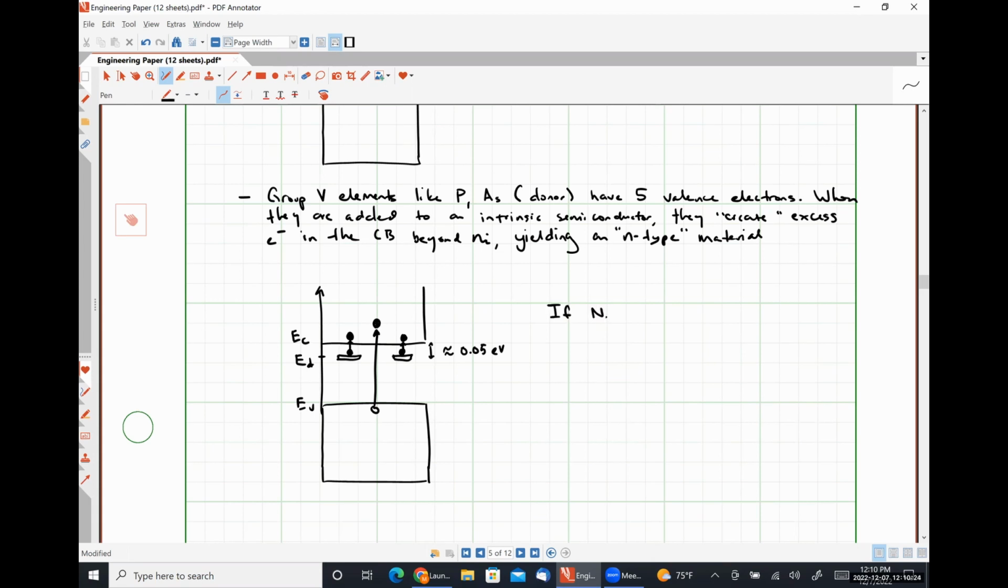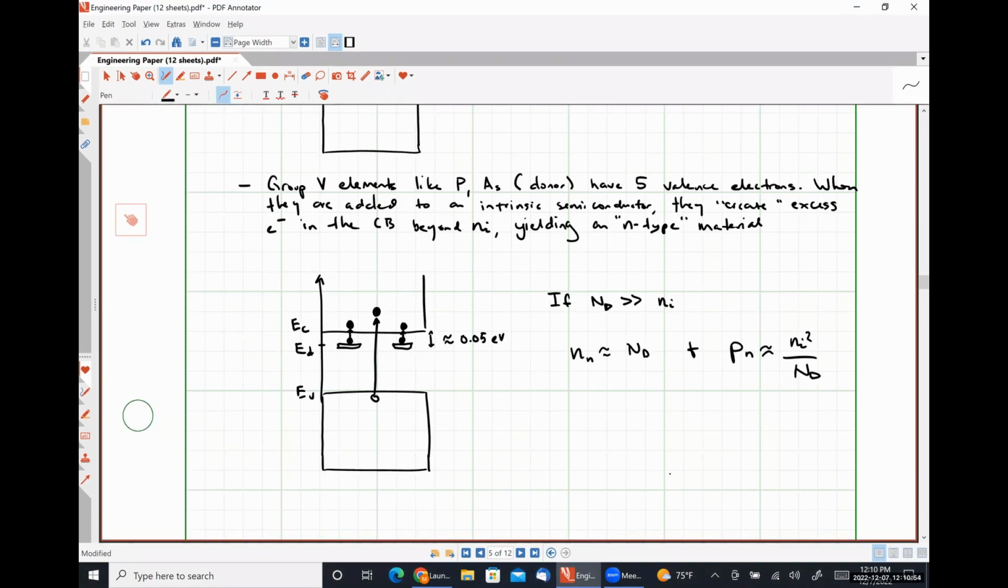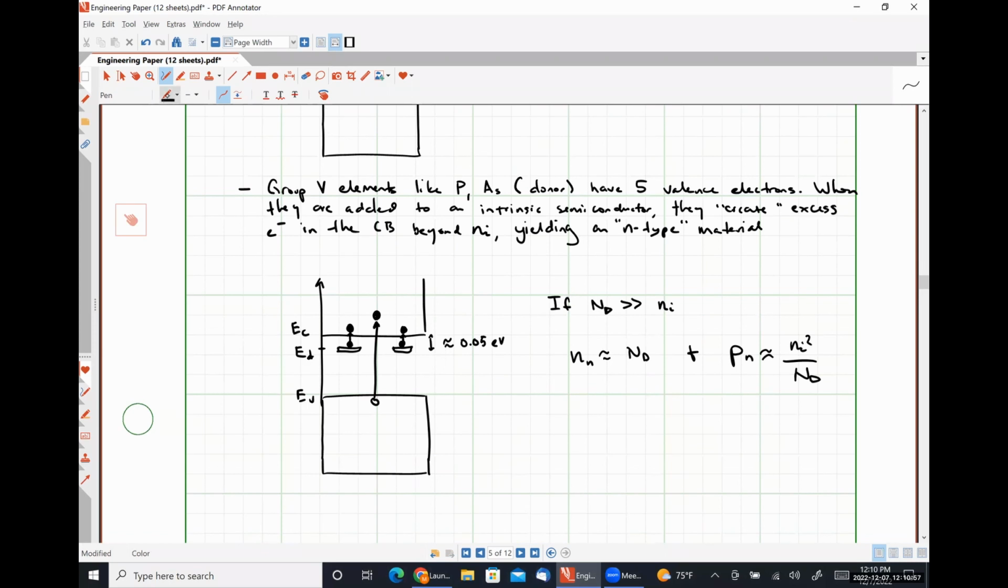If Nd, the number of donor dopant atoms, is much greater than Ni, then the electron concentration for the N-type crystal is approximately Nd, and the hole concentration for the N-type crystal is approximately Ni squared over Nd. The last thing that I want to put here, and I'll just tuck it in right here.